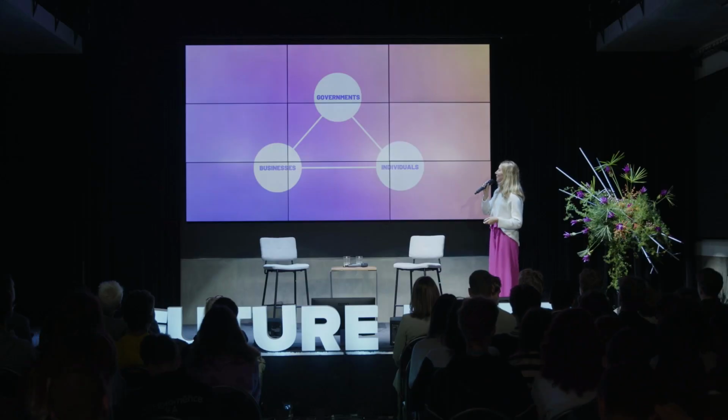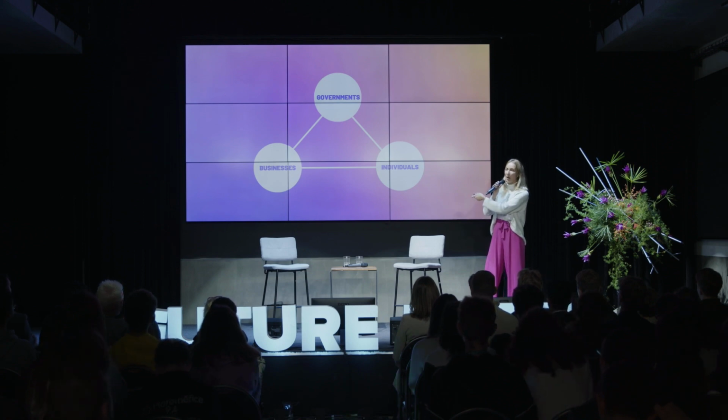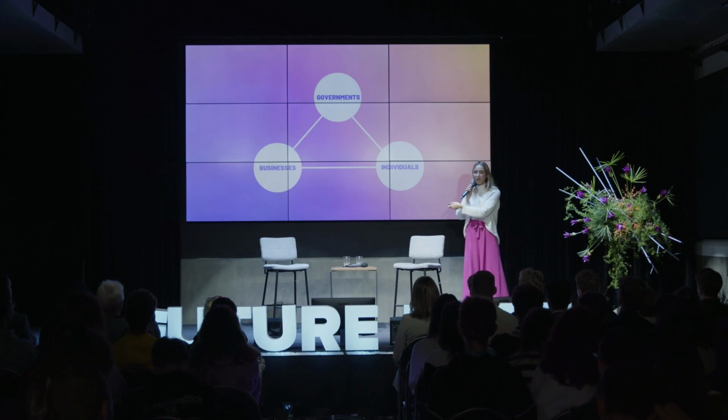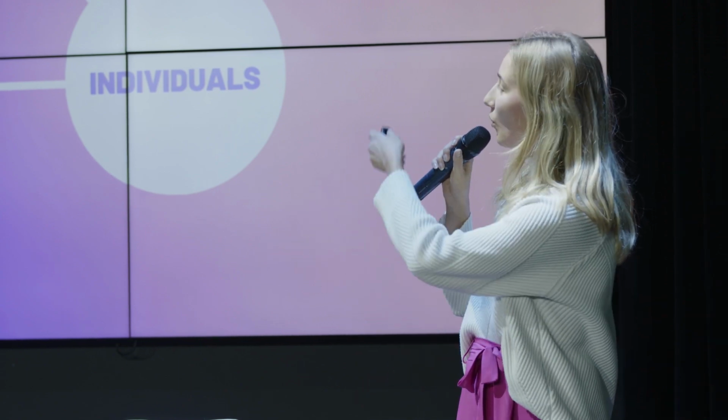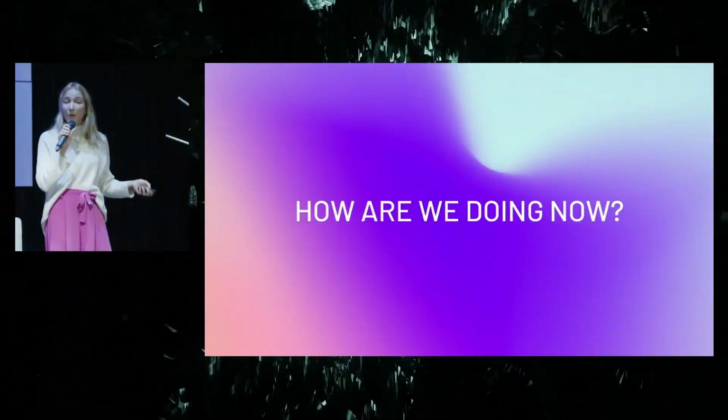There would be no good government without individuals who would vote for a government that wants a better future, a democratic future, a future that is aligned with the Sustainable Development Goals. And also we need businesses that would support the laws of the government through innovation. So all of these three actors together have to work and cooperate in order for us to get to a brighter future. So how are we doing now?